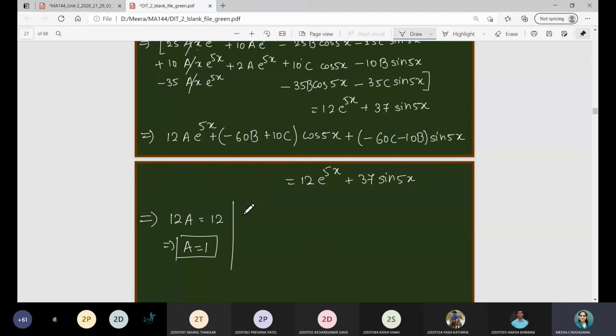After that, 6 minus 60b plus 10c, which is the coefficient of cos 5x. On the right hand side, we don't have any term involving cos 5x, so its coefficient we will consider as 0. This implies c is equal to 6b, right? So this is one relation. And after that, the third term is minus 60c minus 10b, equal to the corresponding coefficient of sine 5x on the right hand side, that is 37. So simplify these two equations and tell me what is the final answer you will get.